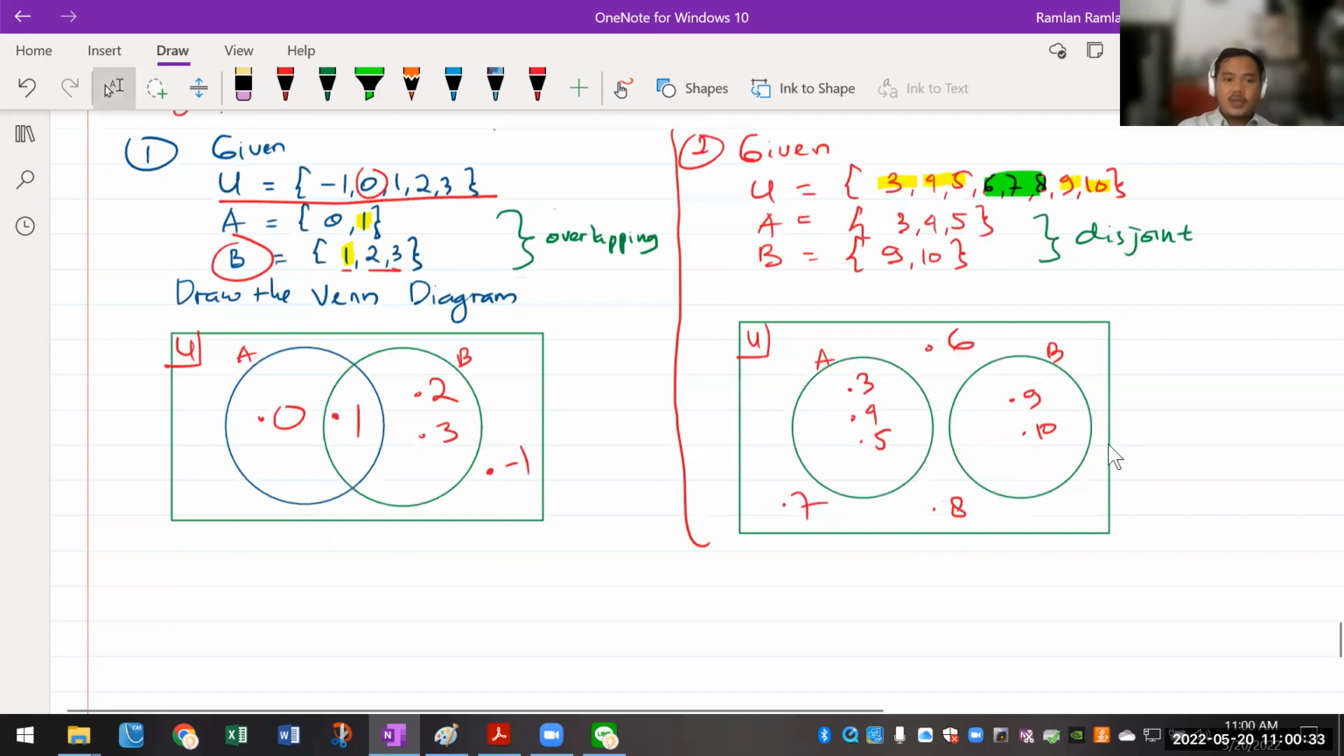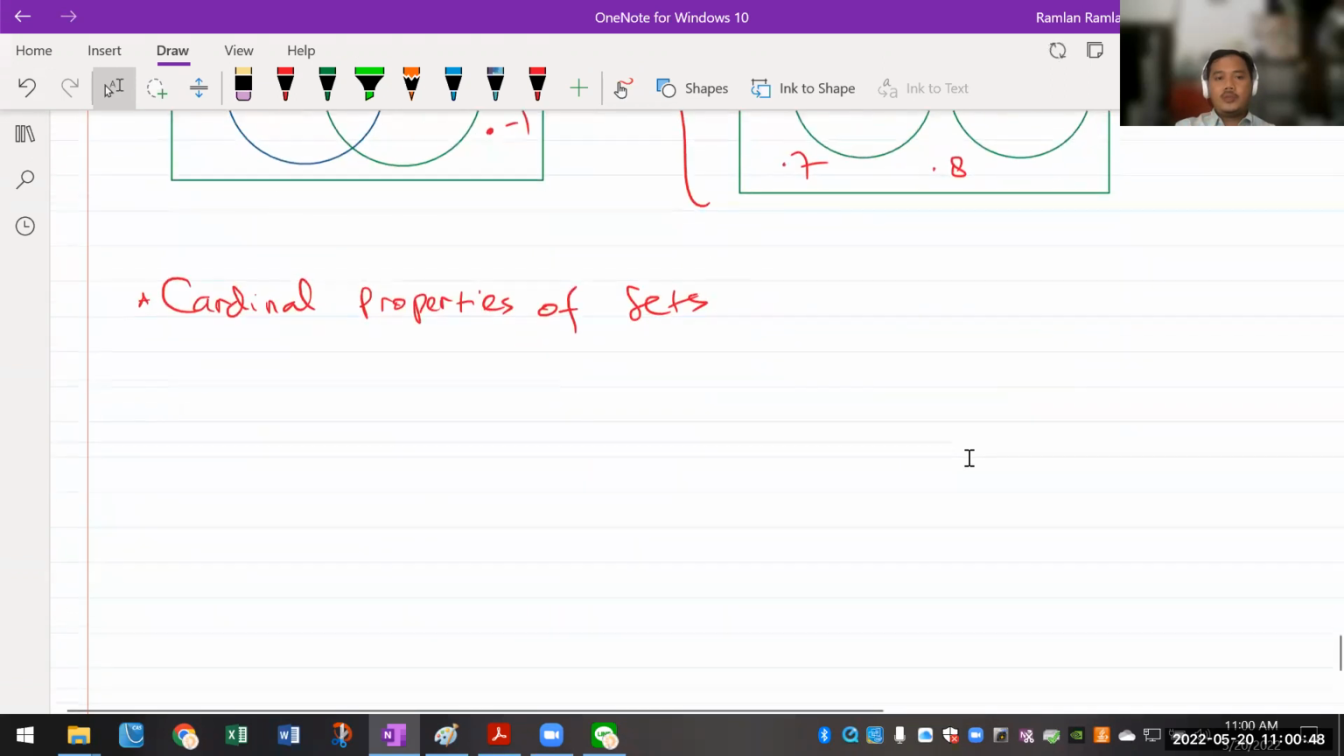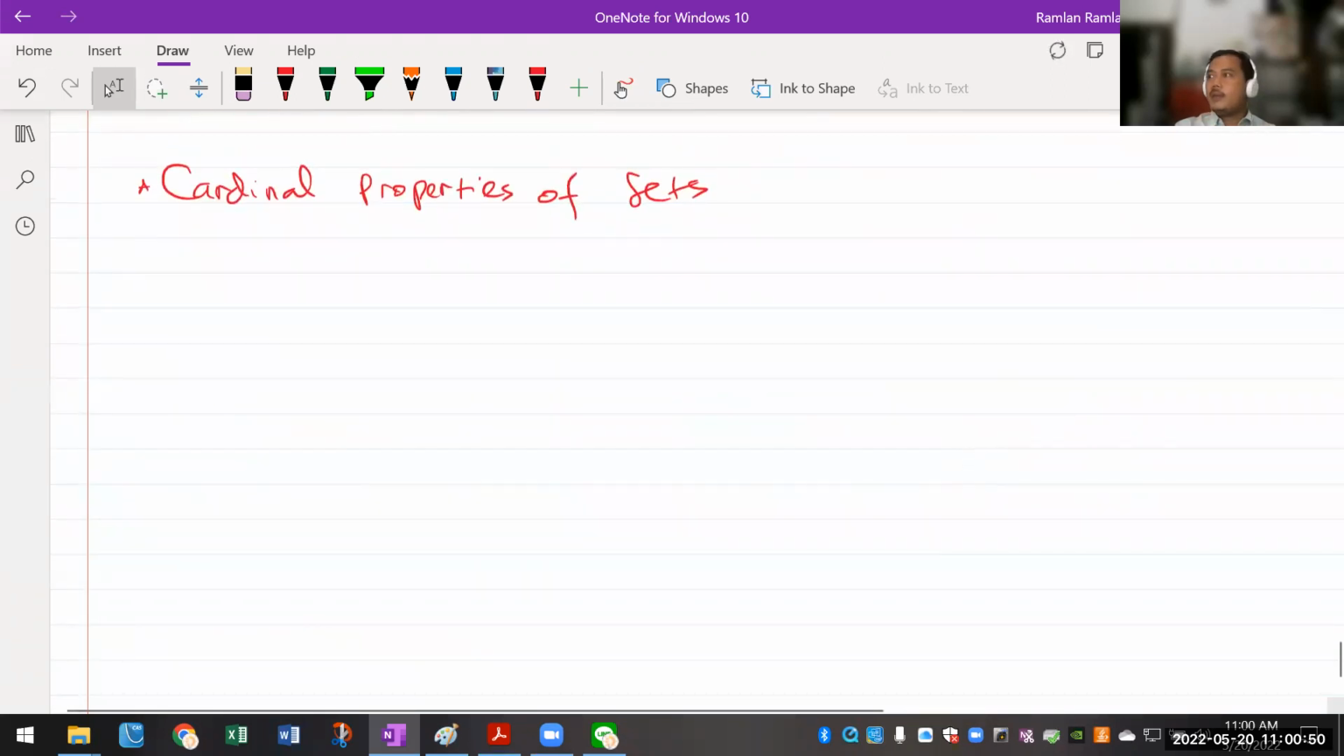I'm going to write down over here. So cardinal properties of sets. Okay, here we go. Okay, before we go to the explanation, does anyone still remember what cardinal number is?